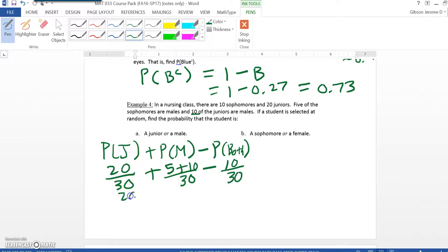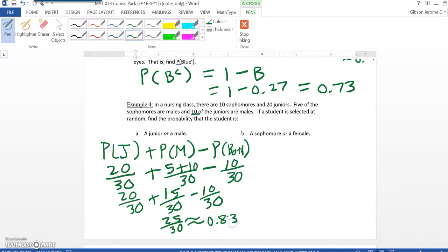Now, we have 20 over 30 plus 15 over 30 minus the overlap, which would be 10 over 30. So that would be 35 minus 10, which would give us 25 over 30. Okay, 25 over 30 will give us approximately 0.83 when we round to 2 decimal places. So that will be our final answer.